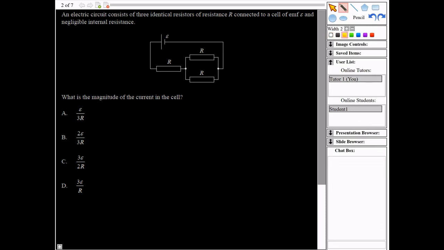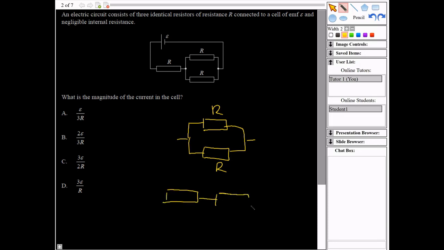Okay, so what we're going to need to do here is first of all work out the equivalent of these three resistors. So those two that are in parallel here, these two, they're both R and R. So resistance of those is going to be 1 over R plus 1 over R. It's going to end up being R over 2. So then I've got the situation where those two are the same as R over 2. And I've got the other one here of R.